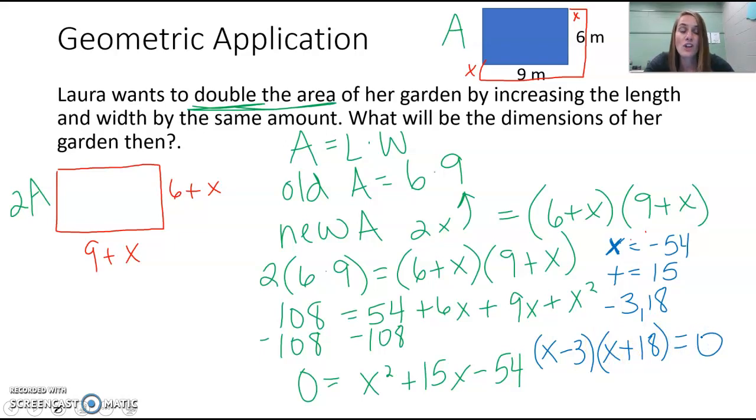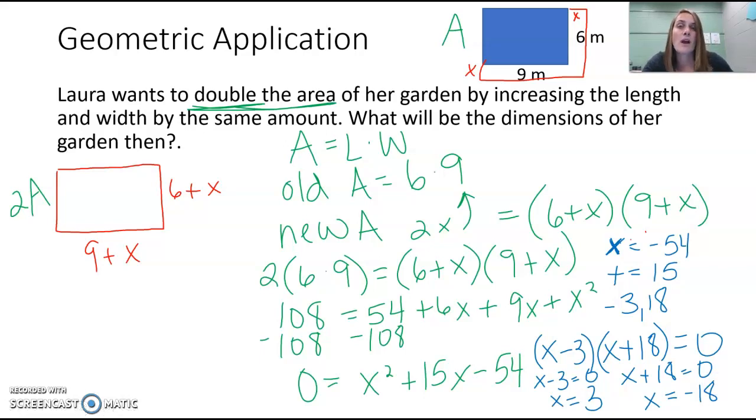And to finish solving our equation now, we set each of those equal to 0, right? x minus 3 equals 0. x plus 18 equals 0. So x is equal to 3 and x is equal to negative 18. And so we have two answers. Are both of them, though, going to be our answers?